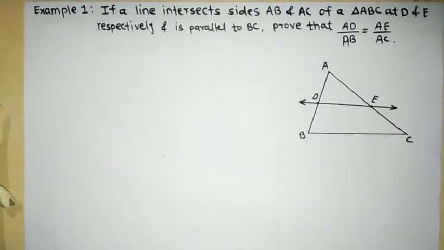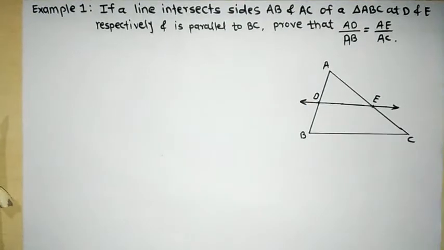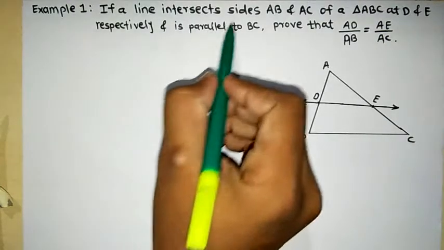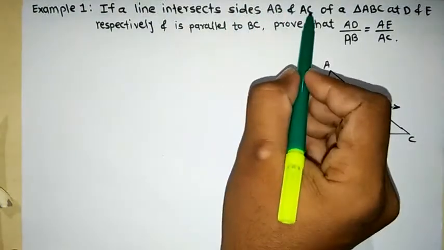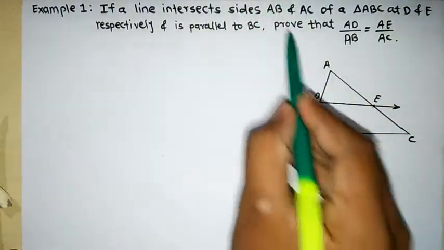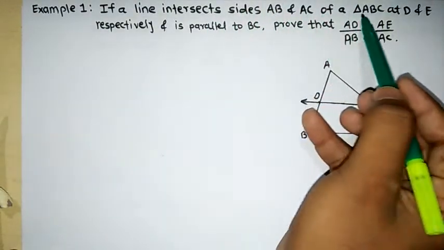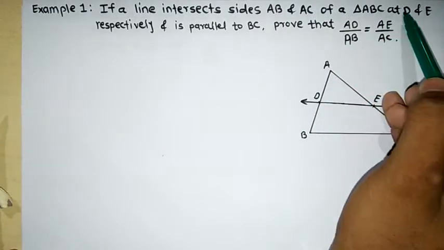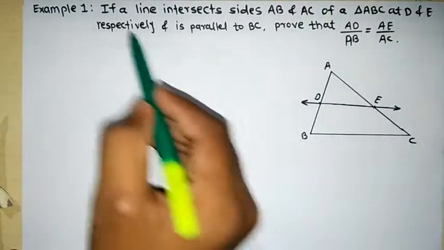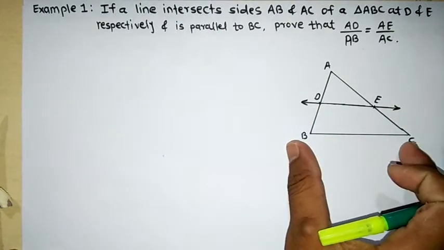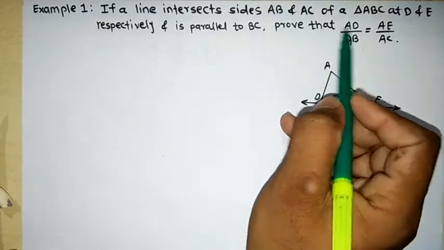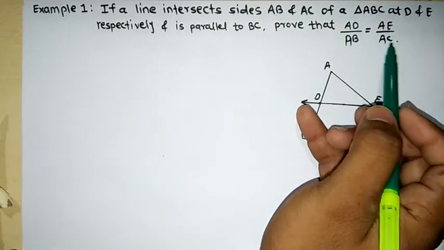Okay, now we will see example number 1. See what is given in example number 1. If a line intersects sides AB and AC of a triangle ABC at points D and E respectively and is parallel to BC, this line DE parallel to BC is given. Prove that AD by AB is equal to AE by AC.